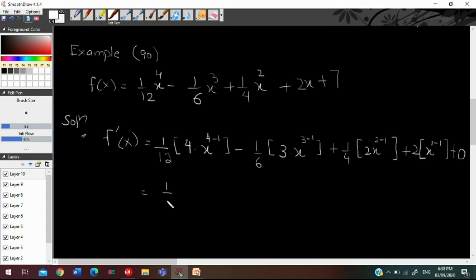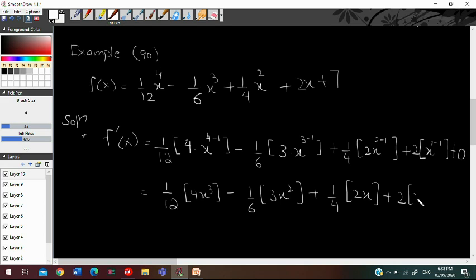Now we simplify this equation. 1 by 12 into 4x cubed, minus 1 by 6 into 3x square, plus 1 by 4 into 2x, plus 2 into x naught. That gives 1 by 3 x cube, canceling 4 with 12, minus 1 by 2 x square, plus 1 by 2 x, and just this 2.